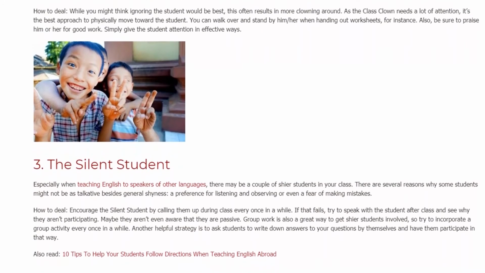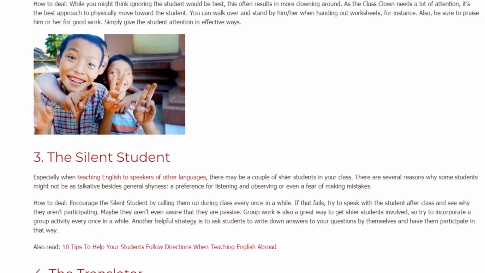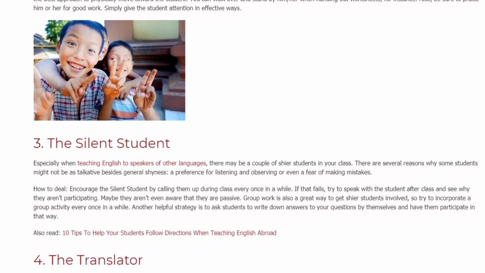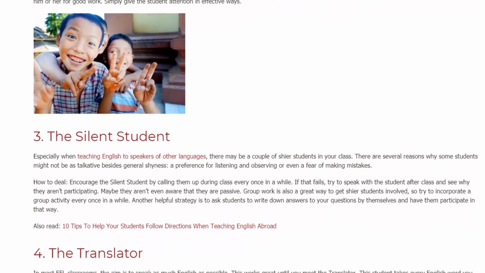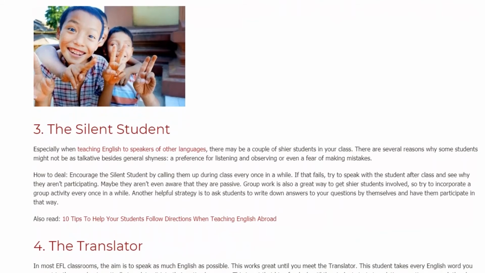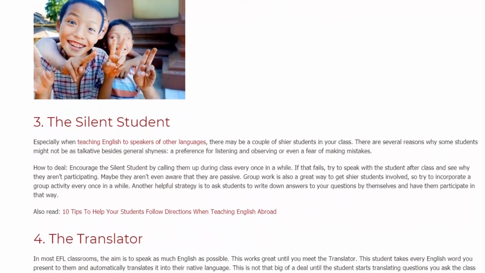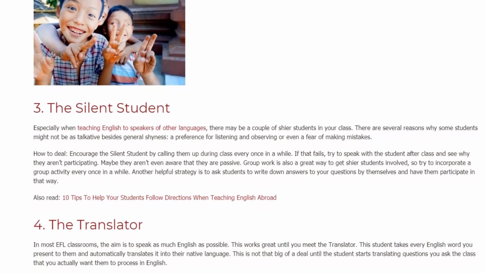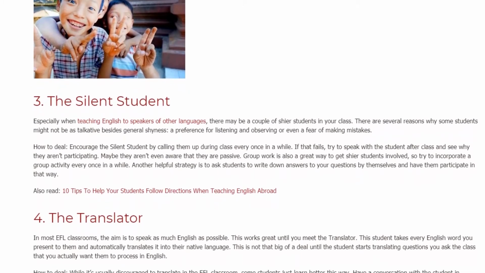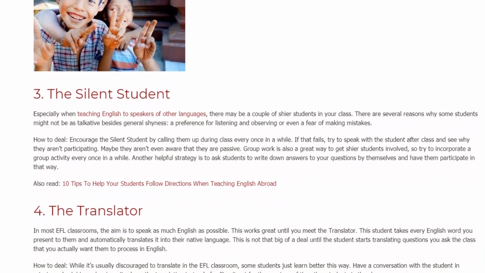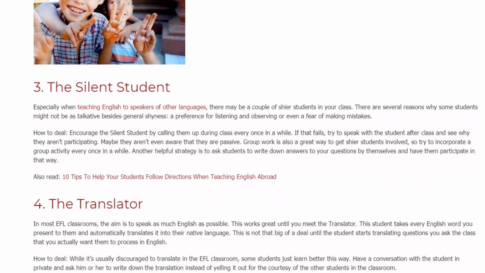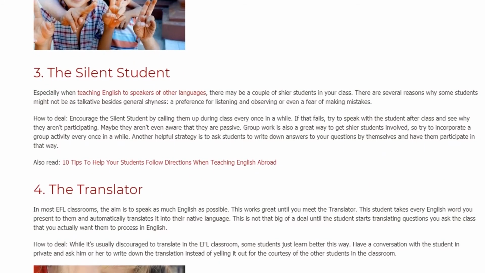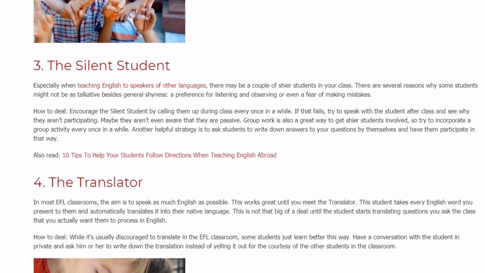How to deal: encourage the silent student by calling them up during class every once in a while. If that fails, try to speak with the student after class and see why they aren't participating. Maybe they aren't even aware that they are passive. Group work is also a great way to get shyer students involved, so try to incorporate a group activity every once in a while. Another helpful strategy is to ask students to write down answers to your questions by themselves and have them participate in that way.